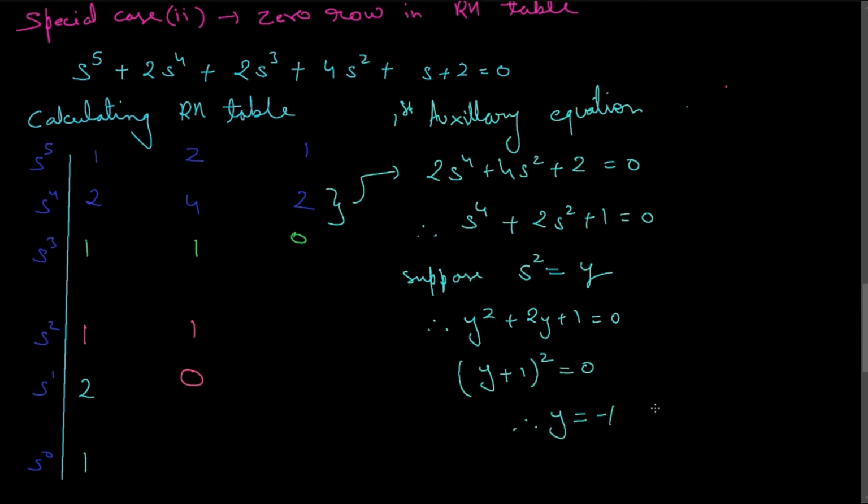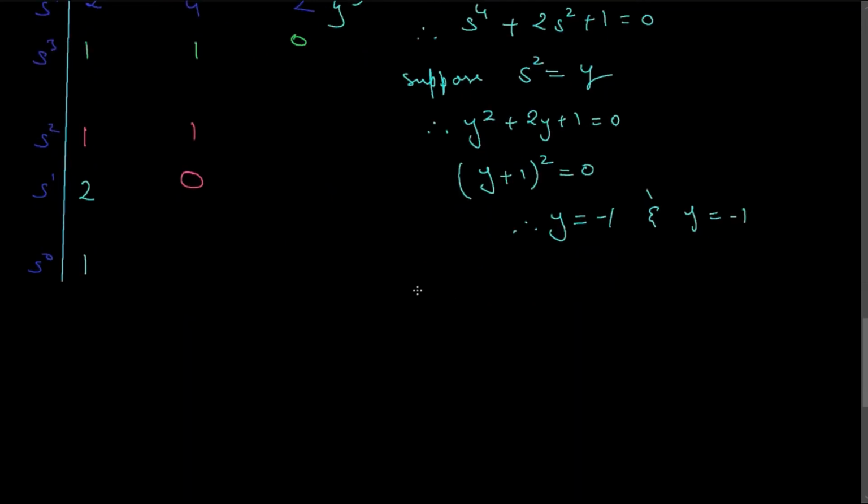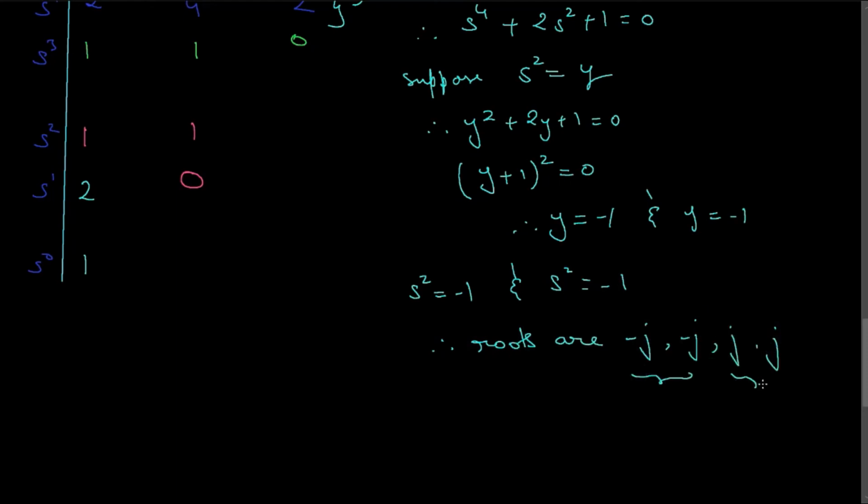So we can see that here there is a repeated root y equal to minus 1 and y equal to minus 1. We will replace the value of y by s square. Again, we will take the root of factors. So we will get our roots as minus j, j and j. We can fairly see here that the roots are repeated. From here, we can directly conclude that the system is unstable.